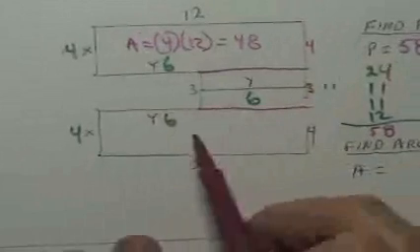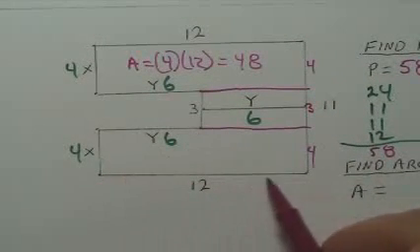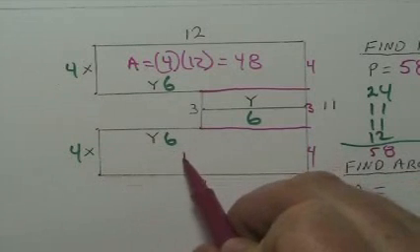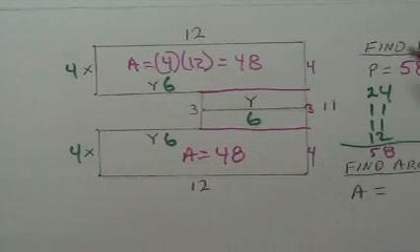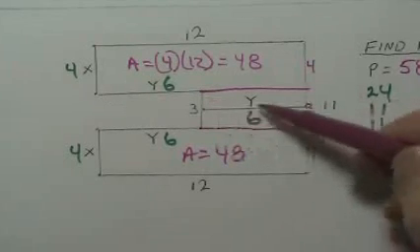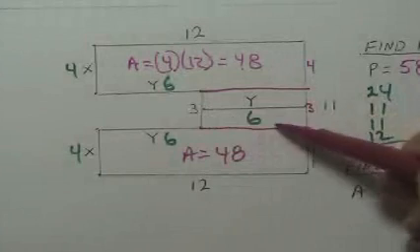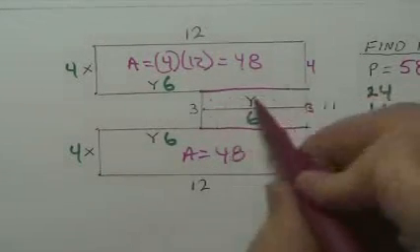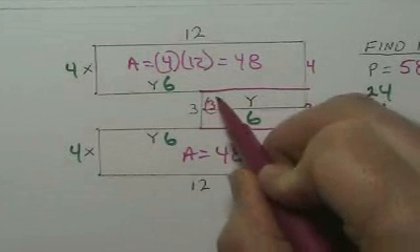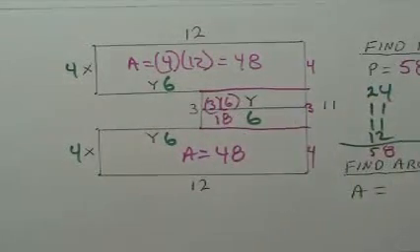48. And you know what? It's the same thing down here. Because it's 4 times 12. So this area is 48. All right, so now I have this area in the middle here. It's 3 by 6. 3 times 6 is 18.